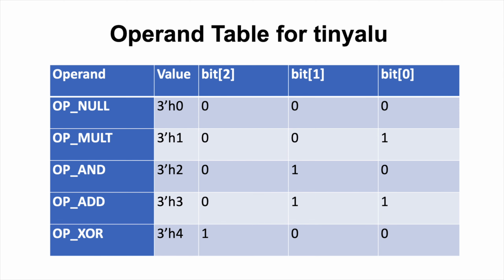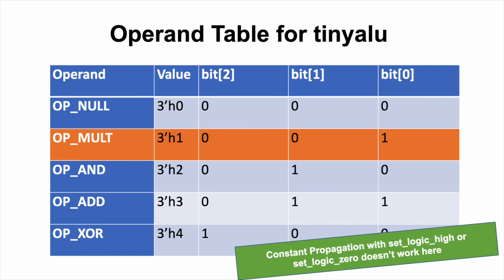In this case, we can actually see bit 2, the most significant bit, if we tied that to logic low, then we could get rid of op XOR from being a possible input. If you tied the most significant bit of the operand to 0, it would actually remove the XOR logic from the design. Synthesis is that smart. But in this case, we want to remove a function of tiny ALU to illustrate the process. What we want to do is remove the op mult operand, and we want to allow formal to tell us how to remove that in the most efficient way.